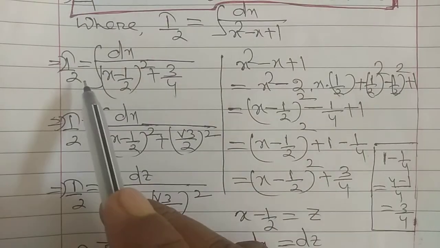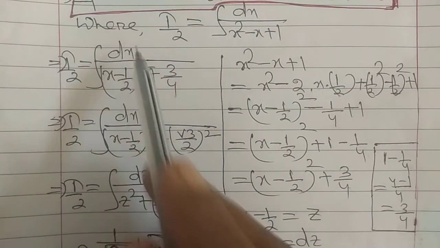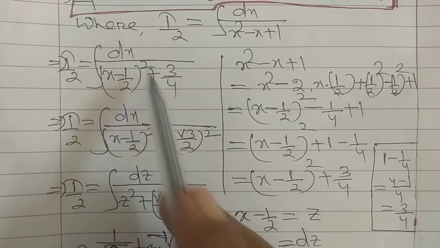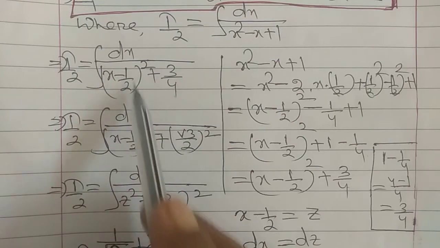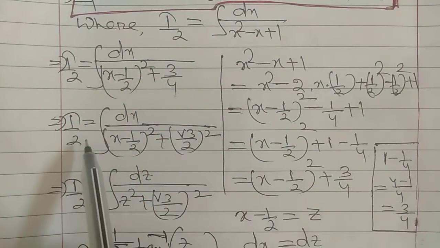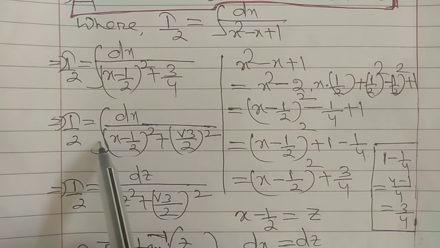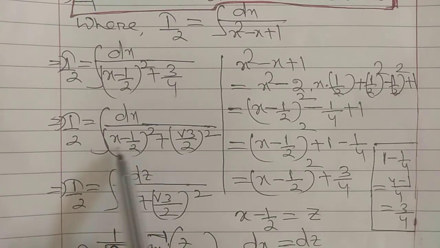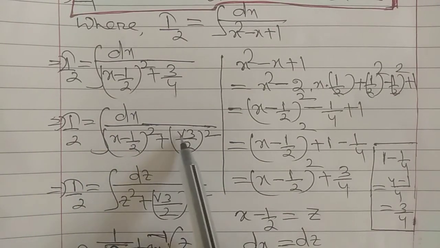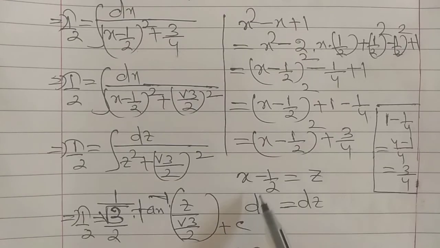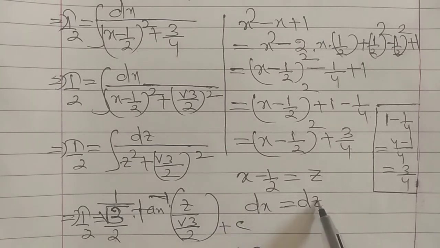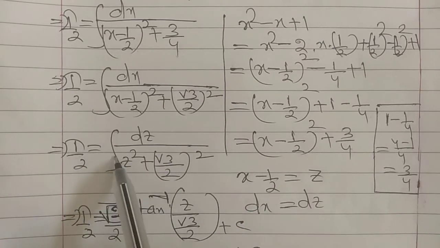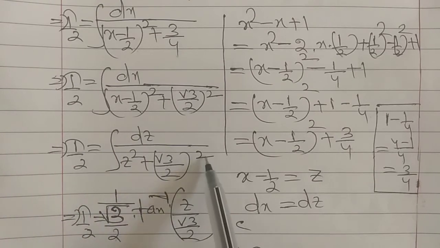So I2 is equal to integration of dx by (x minus 1 by 2) the square plus 3 by 4. And this implies I2 is equal to integration of dx by (x minus 1 by 2) the square plus (root 3 by 2) the whole square. Now taking x minus 1 by 2 equal to z, this implies dx is equal to dz. So we have I2 is equal to integration dz by z square plus (root 3 by 2) the whole square.